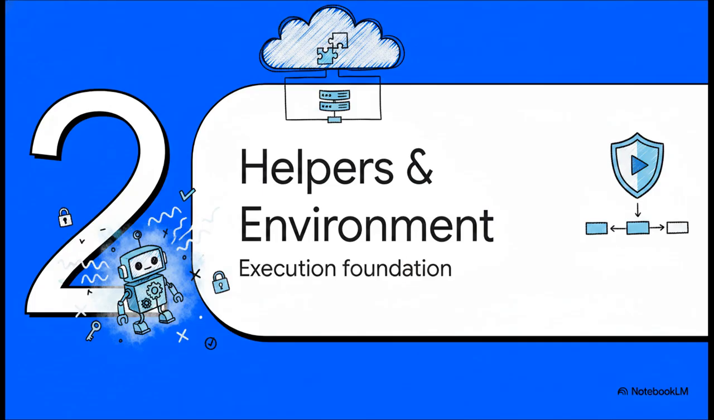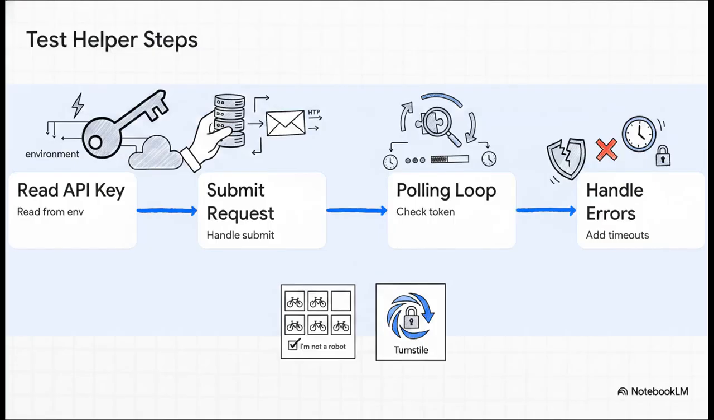Okay, section 2, helpers and environment. Time to lay down the execution foundation. Third on our list is creating a reusable CAPTCHA test helper, instead of copy-pasting your solving logic across dozens of test files, which is a total maintenance nightmare. Centralize these 4 steps into a single clean helper function.